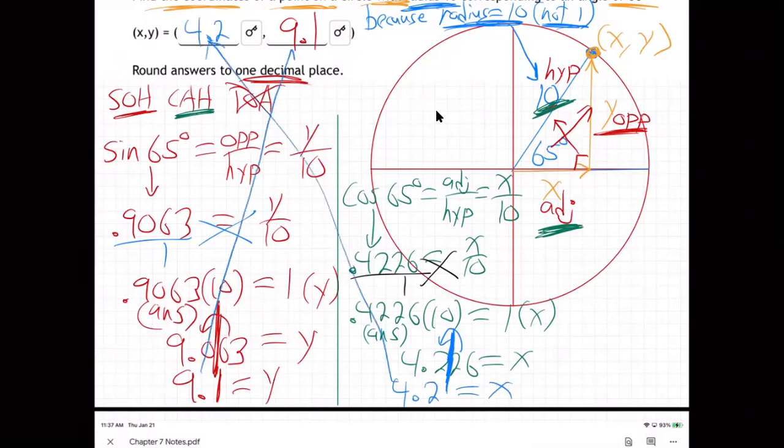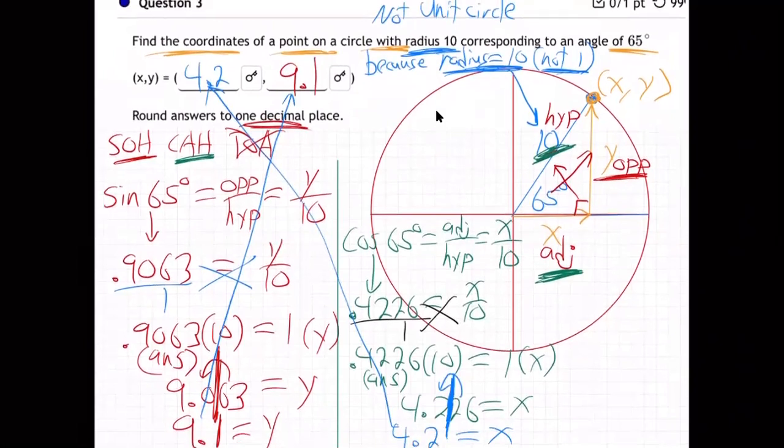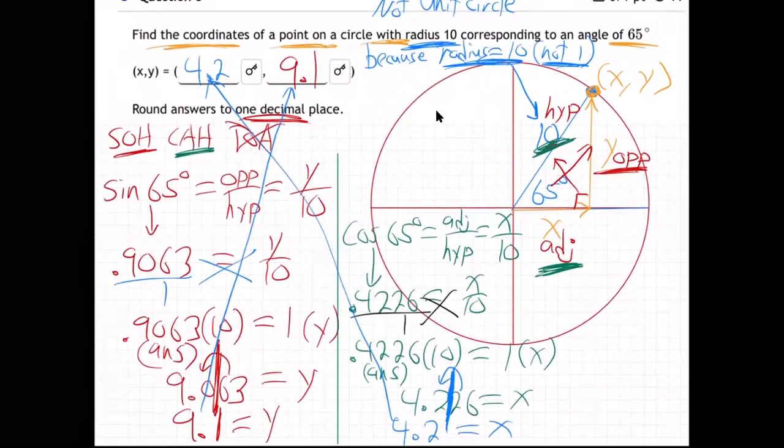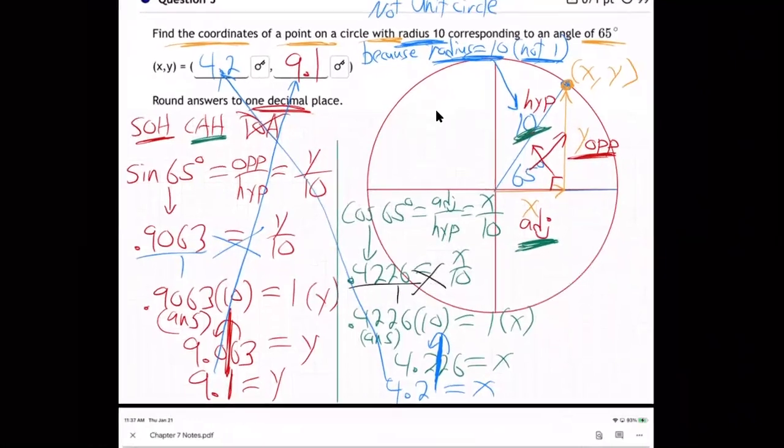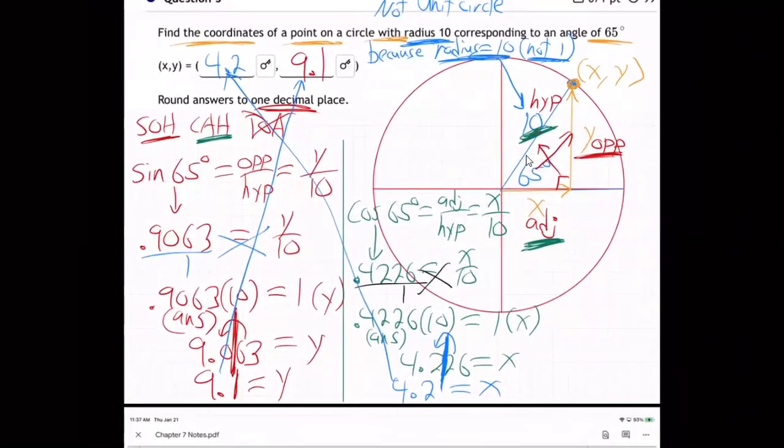Bring that answer up there for 4.2. Here's the 9.1 answer for y. So we found the coordinates. We found the x and y coordinates of that point on the circle by using SOHCAHTOA, specifically sine and cosine.